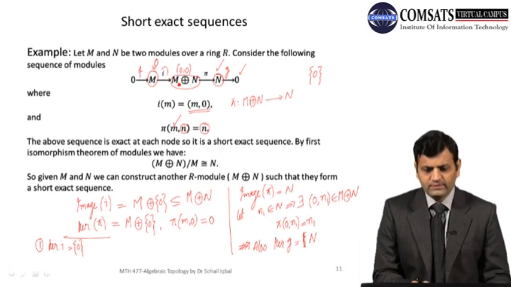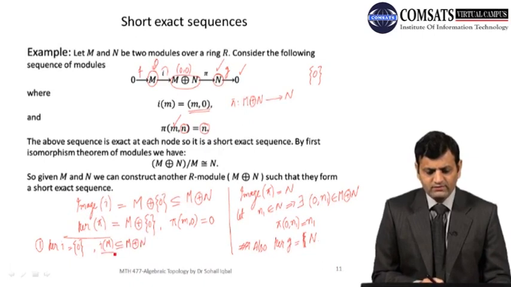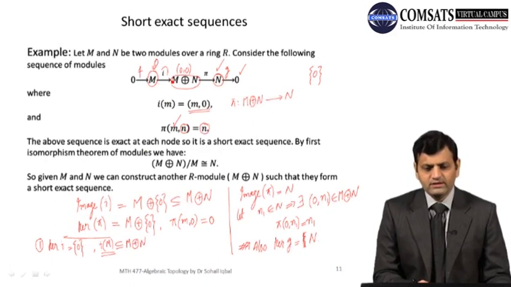If it is 1 to 1, then there is an isomorphic copy of M inside M plus N. In other words, we can take i of M living inside M plus N, and this i of M is definitely isomorphic to capital M. Isomorphism is like equality of R modules. So we can say that this M is inside M plus N because there is an isomorphic copy of M inside M plus N. What is that isomorphic copy? i of M. So that's the first observation.